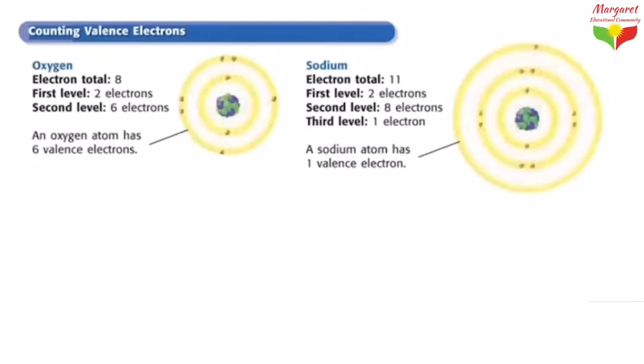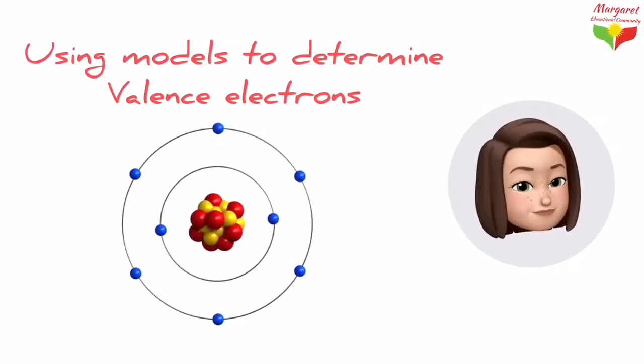About sodium, it has 11 electrons. So the first level can only contain 2 electrons. So we will put 2 electrons here, and on the second we can put 8, and only 1 electron is left. So that electron will be on the third level. And the third level is the outermost level of sodium. So that electron is a valence electron. So we can say a sodium atom has 1 valence electron. This is how you find the valence electrons using a model.